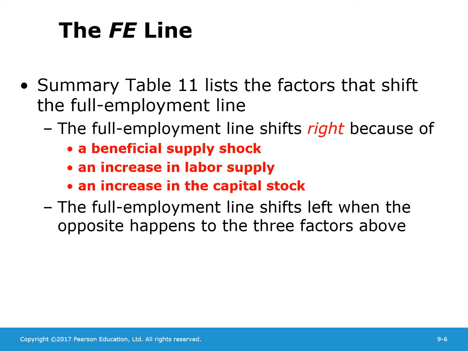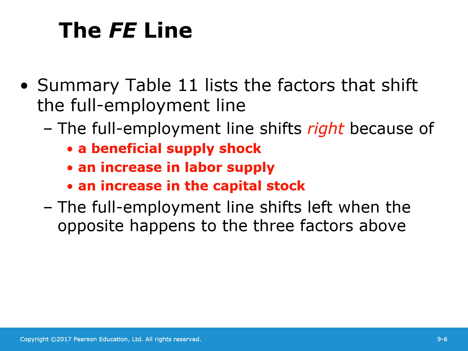So the beneficial supply shock actually has two effects. It has a direct effect on A, so it increases Y bar, or it increases Y bar through N bar, because the beneficial supply shock raises the productivity of labor, MPN, and hence increases N bar, and so Y bar also increases. The second factor is the increase in labor supply. When there is a higher labor supply, this will lead to a higher N bar and hence a higher Y bar. The third factor is the increase in the capital stock K.